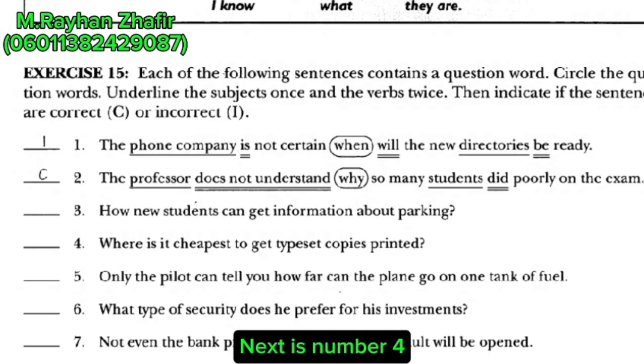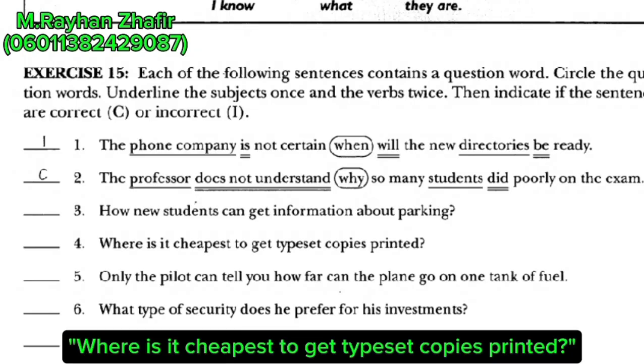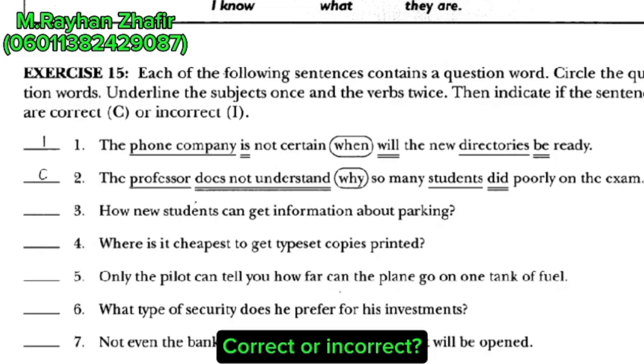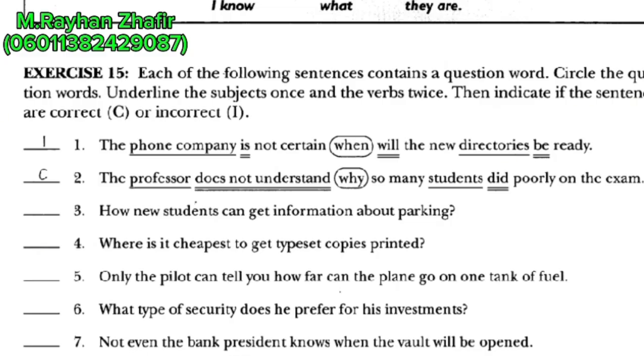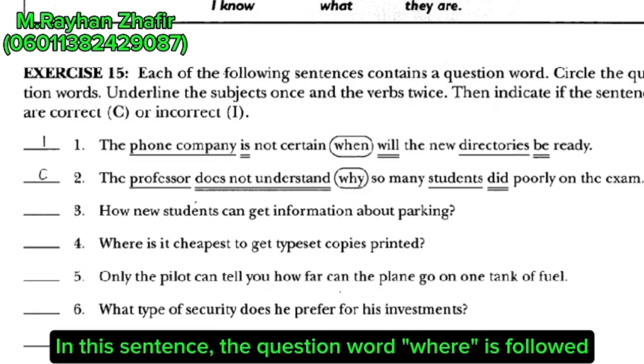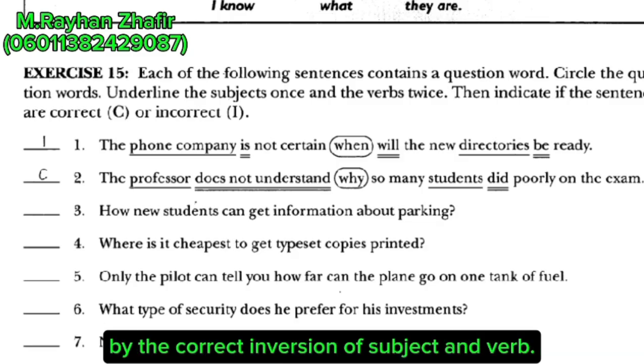Next is number 4. Where is it cheapest to get typeset copies printed? Correct or incorrect? The answer is correct. In this sentence, the question word where is followed by the correct inversion of subject and verb.